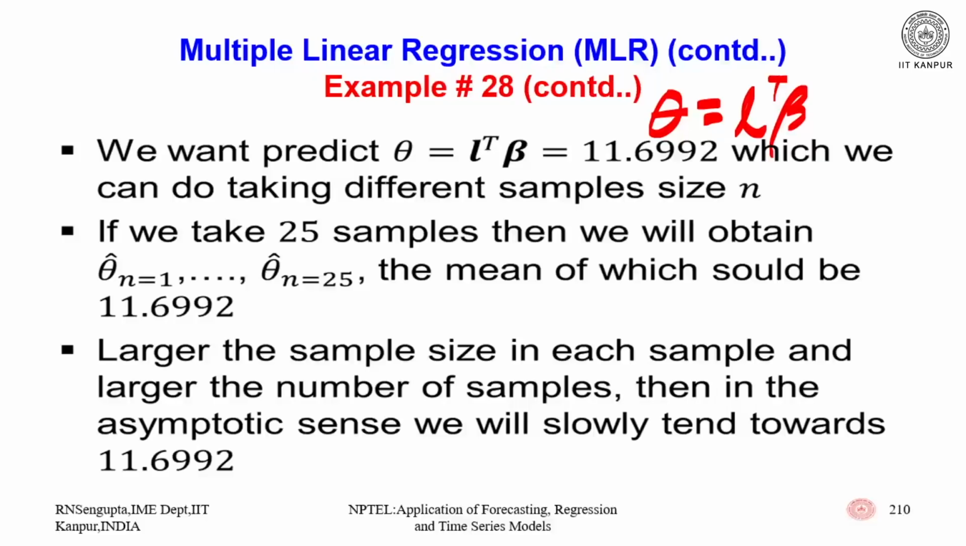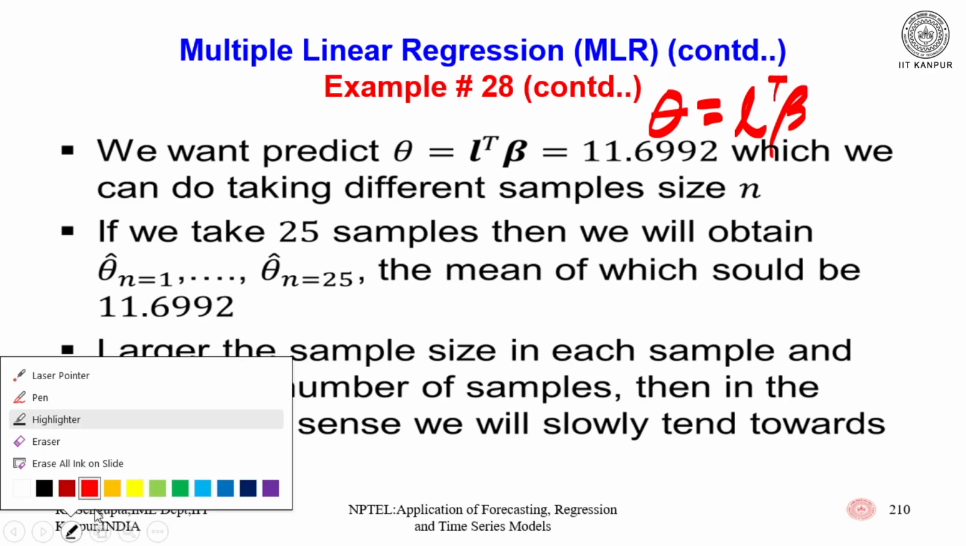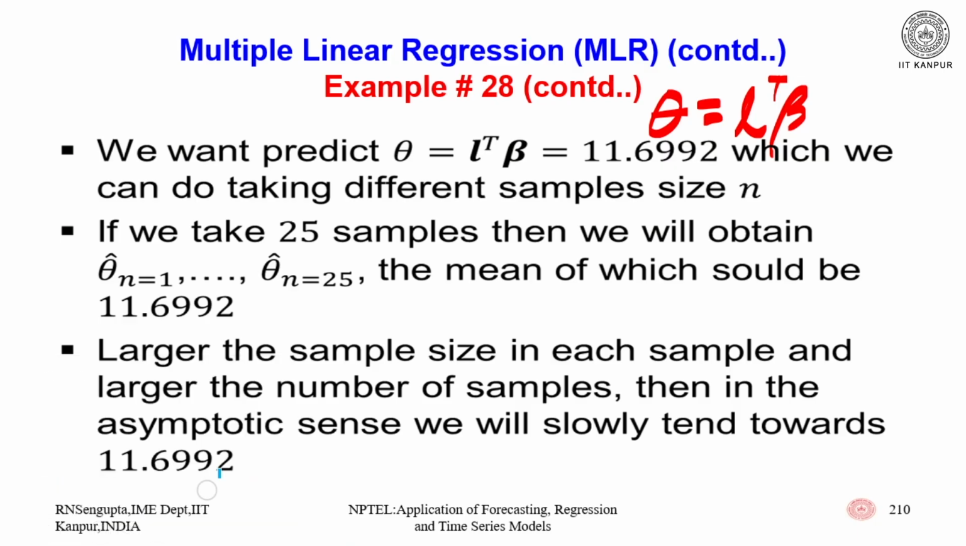When you multiply, theta is basically a scalar. So, if beta is k cross 1, then L will be 1 cross k. So, 1 cross k into k cross 1 gives you 1 cross 1, which is one element. Why we want to find this out is very interesting. So, say for example, I will use two different colors here, because that example will be coming up later.